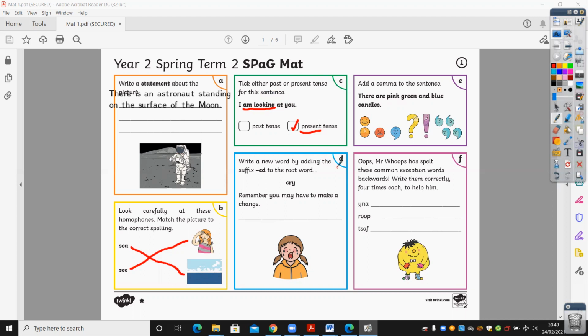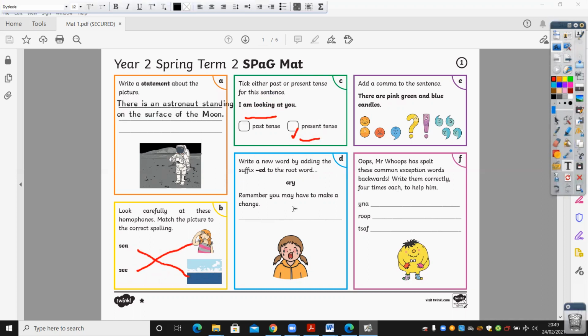Question D. Write a new word by adding the suffix ed to the root word. So let's have a go, children. We know that suffixes are attached to which part of the word? That's right, the end. So I would add the suffix ed to the end of the word cry. Children, does that look right? No, it doesn't, does it? There is a little tip.